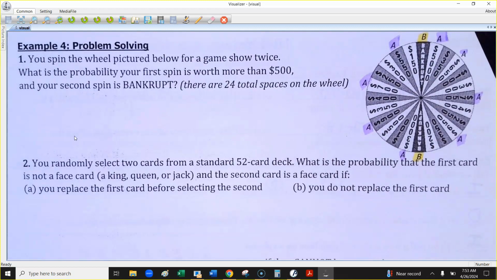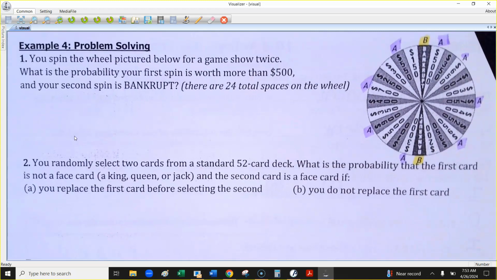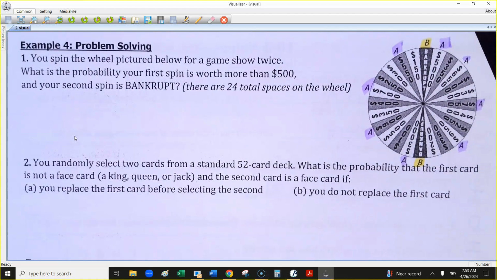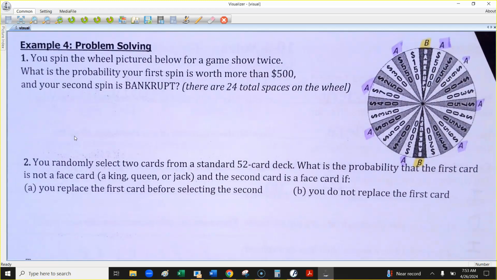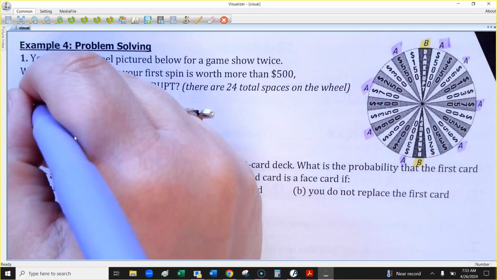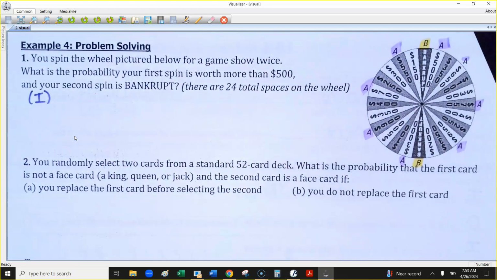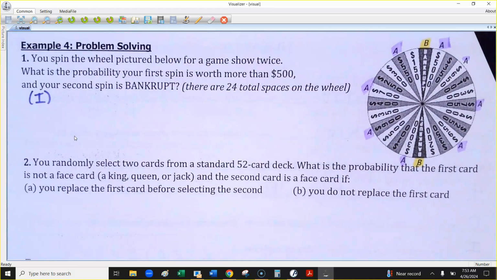So how would you calculate this? Would you call this independent or dependent? What do you think? Because? Yeah, you don't like pull something off the wheel or anything like that. You could argue perhaps maybe like where the wheel starts and how you're spinning it could affect it, but technically it's independent in this case because we're not removing anything from the wheel. So all events should be equally likely since they're the same space there.